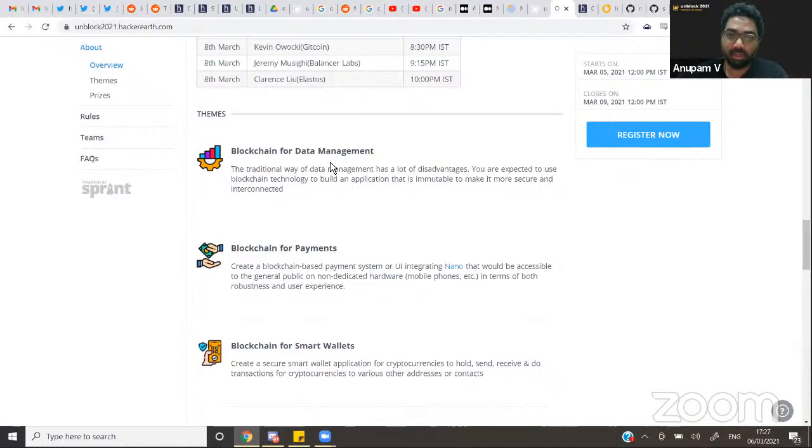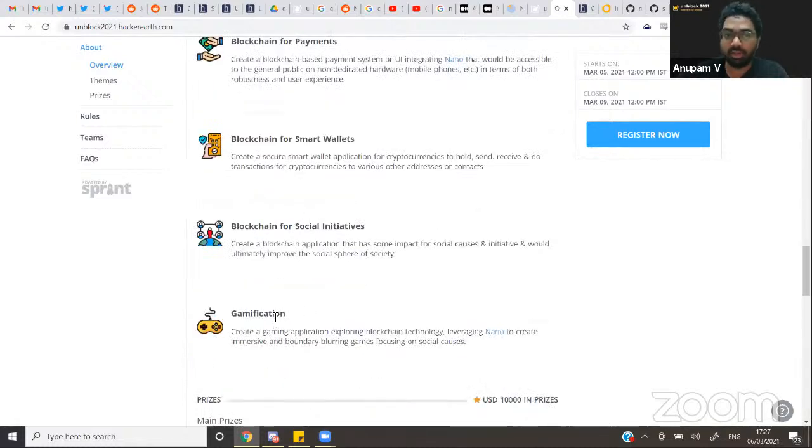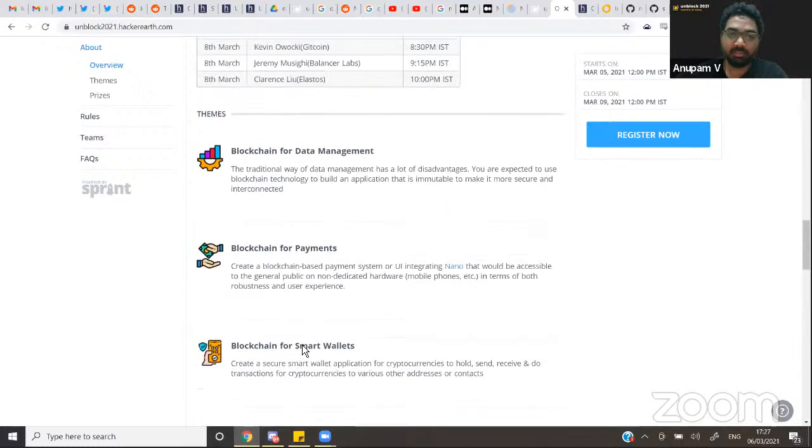We have a theme around payments, then a theme around social initiatives, and gamification is a pretty standard theme for every hackathon. And smart wallets and data management, just in case hackers want to think outside the box and away from payments and social initiatives. That being said, we don't restrict them to these themes. If they want to take Nano and build something totally different from these themes, they're free to do that, and they can propose their idea to Nano. These themes are just to give them a circle to think from. Like, okay, maybe I can.